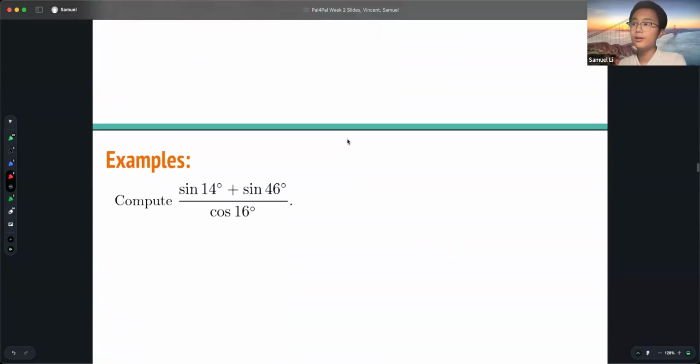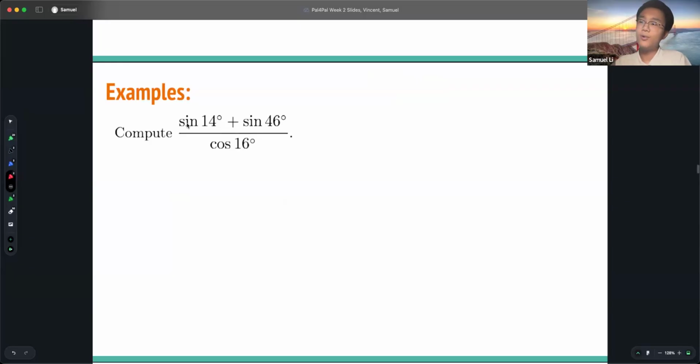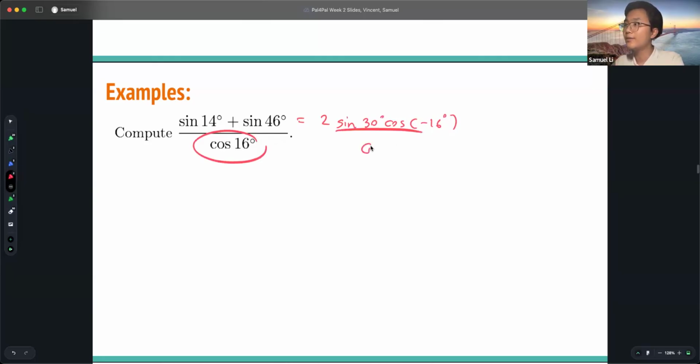Okay, so an example of the power behind these identities would be something like this. So 14 degrees and 46 degrees, that's bad. We don't know anything about these angles. But luckily for us, we have these identities, and we could turn the numerator into something we do know. It's twice sine of 30 degrees and cosine of negative 16 degrees, if you apply those formulas. And then we have a cosine 16 on the bottom, so we divide that by cosine 16 degrees.